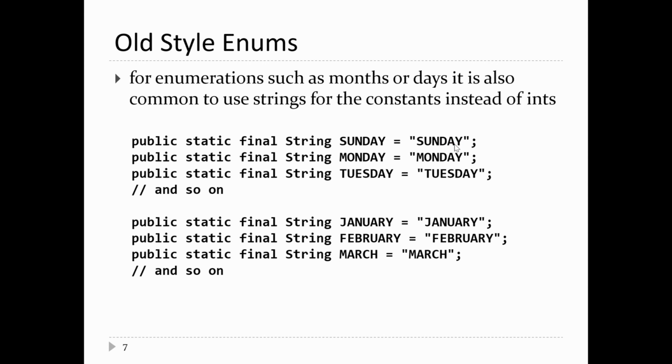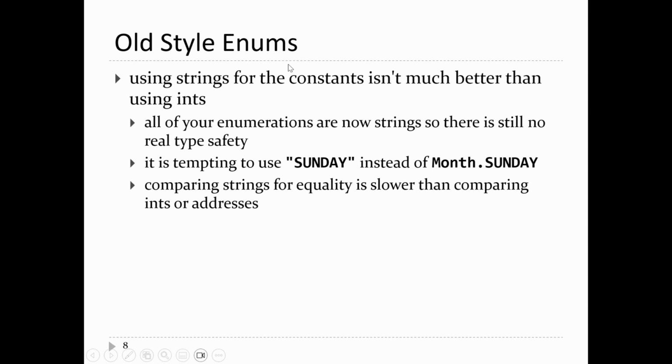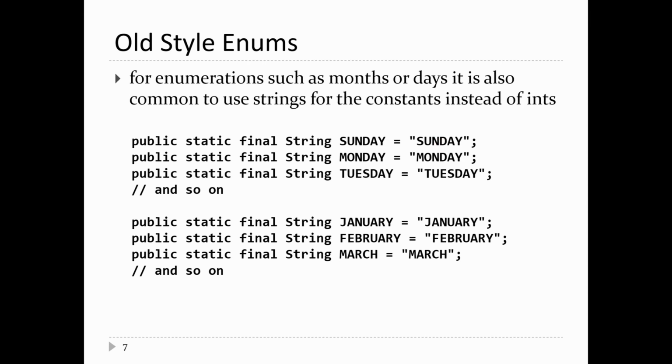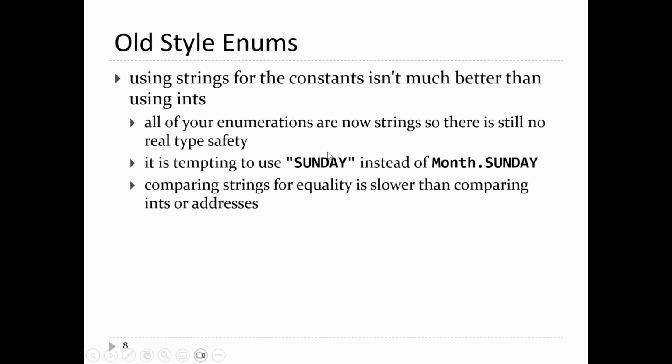So just System.out.println of Sunday, and you get the string Sunday. That avoids the last problem, but it doesn't avoid the other problems related to type safety. Everything's a string now, so I can pass a month to any method that accepts a string. Also, programmers are lazy. So instead of writing the class name dot Sunday, programmers will just start writing Sunday everywhere in their code. That creates a problem if you decide later on to change the value of that string. Now you have to go into your code and change every occurrence of Sunday, which is also annoying and error-prone.